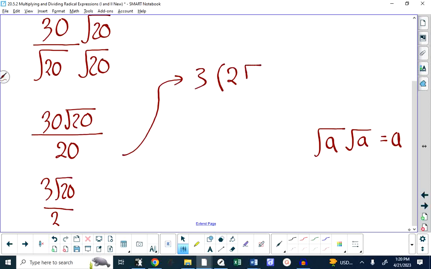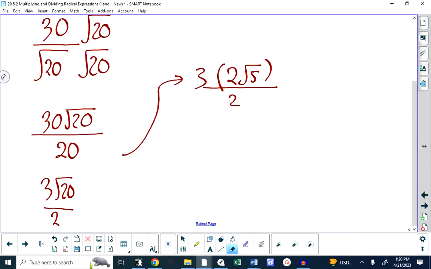Root 20 is 2 root 5. And I want to pause there, and I know you get tired of me saying you need to know how to do this, but you really do need to know how to figure out what root 20 is on your own. It's root 4, root 5, which is 2 root 5. And I think when you're dealing with numbers like root 12, root 18, root 20, root 24, those smaller radicands, converting them to mixed radicals in simplest form shouldn't be a big effort. So I get 6 root 5 because that 3 and the 2 are coefficients.